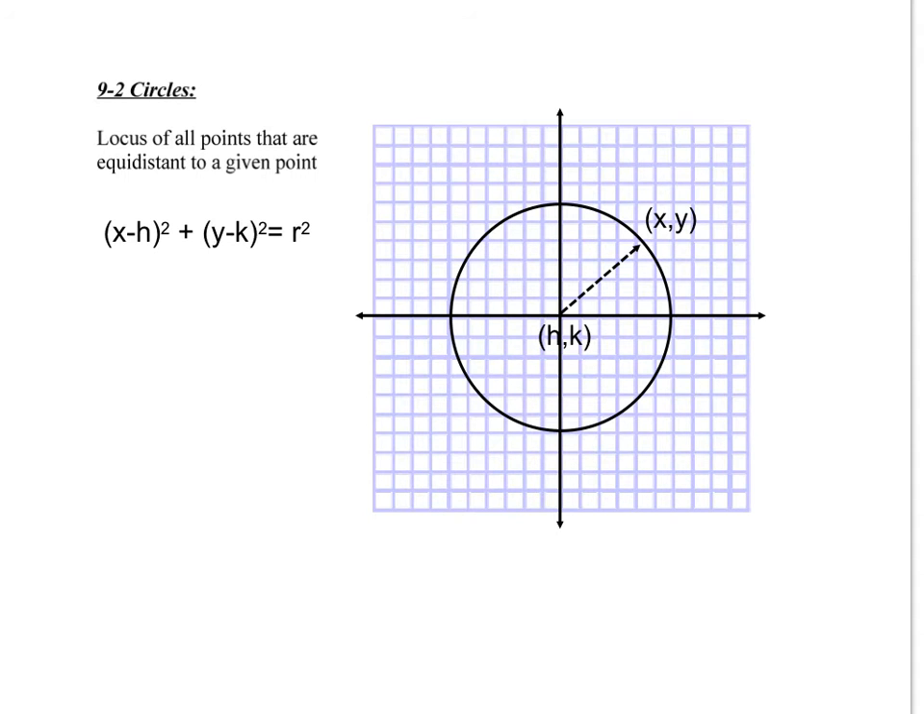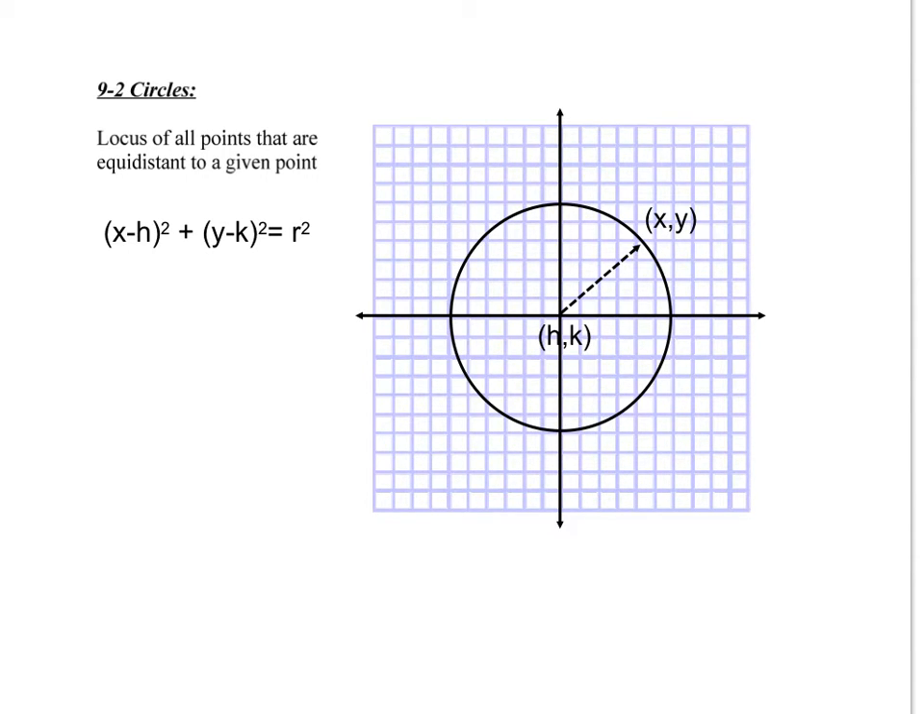Okay, the first conic section is circles. I promise you we will derive the formula for a circle in class, but our first conic section is a circle. A circle, as you know, is the locus of all points that are equidistant to a given point. We call our given point the center of the circle. We're going to label that (h, k). And our circle now is the set of all points that are equidistant to that given point.